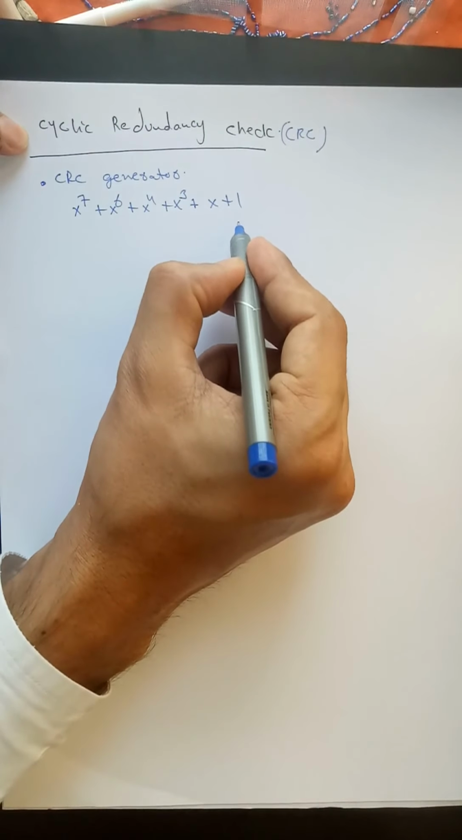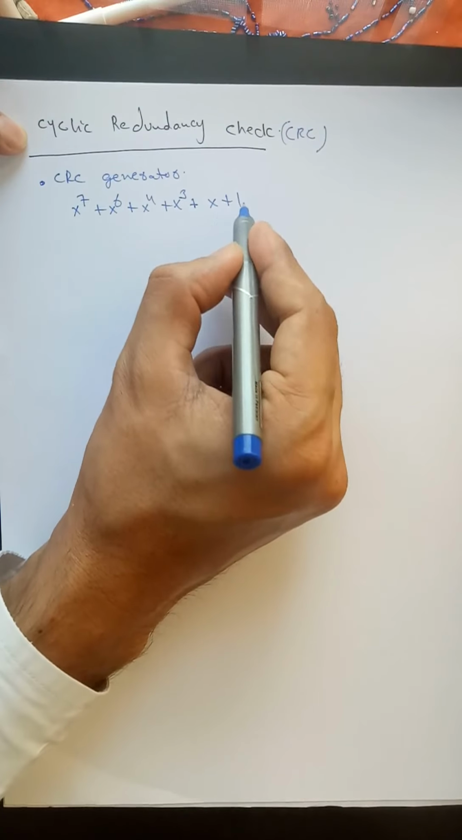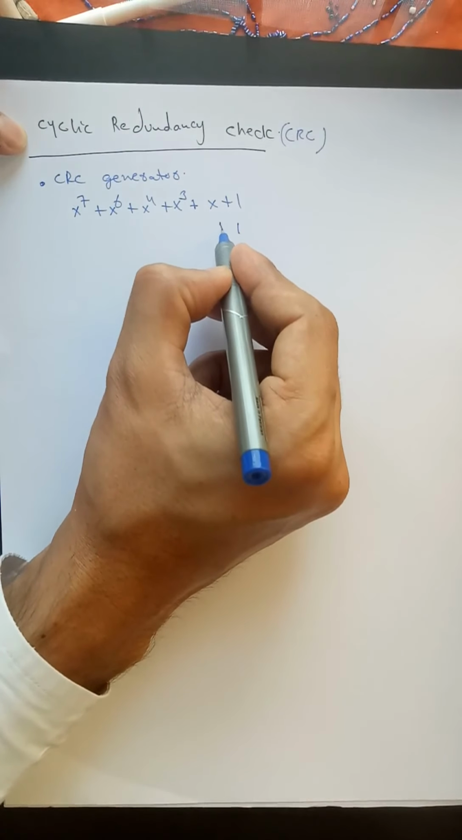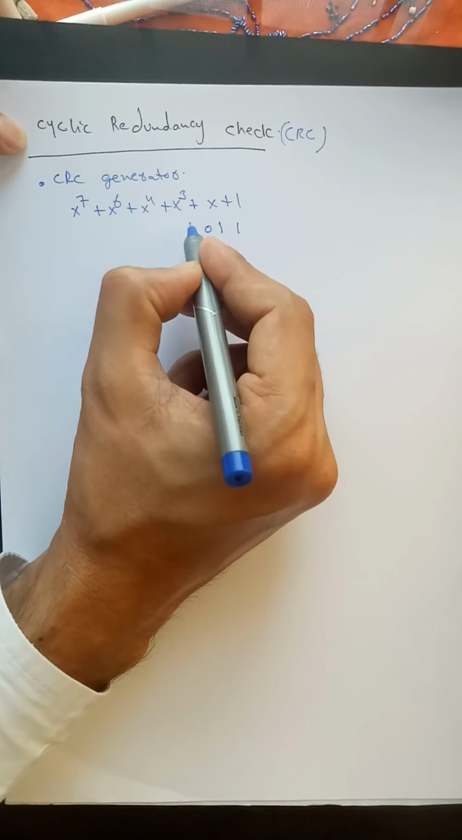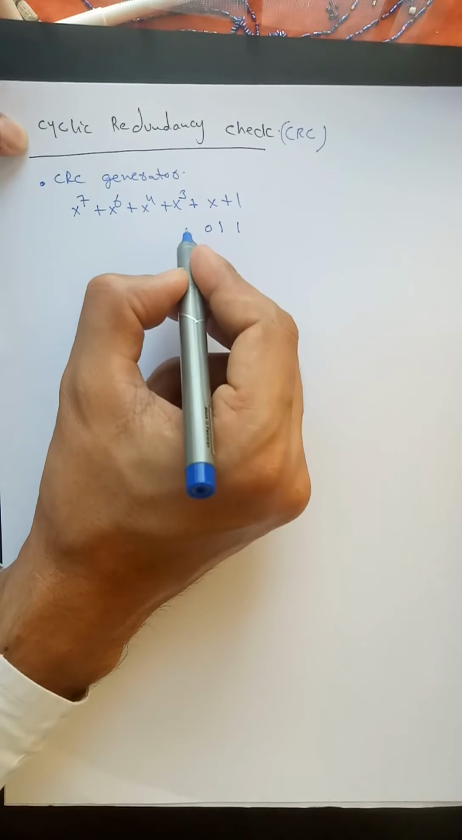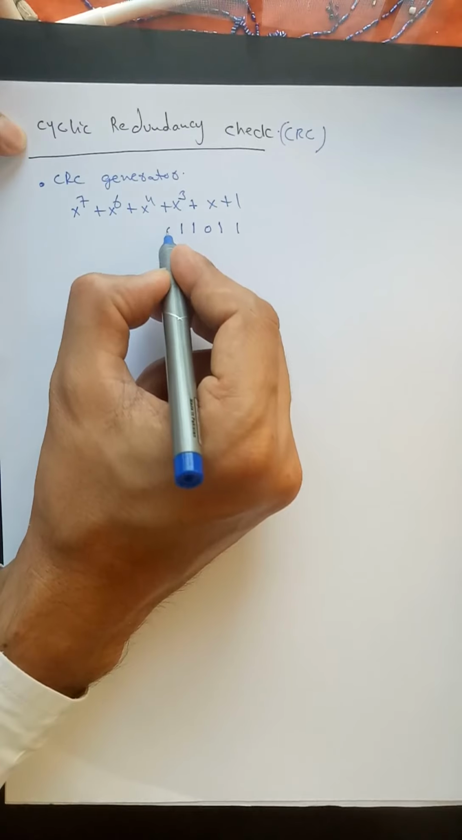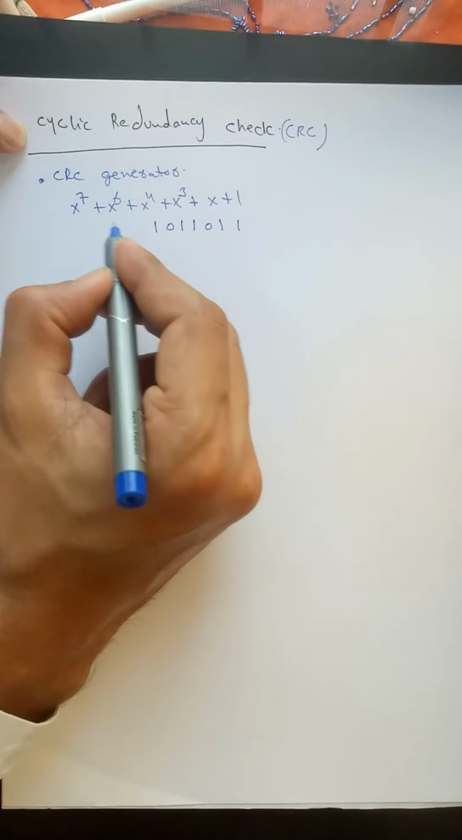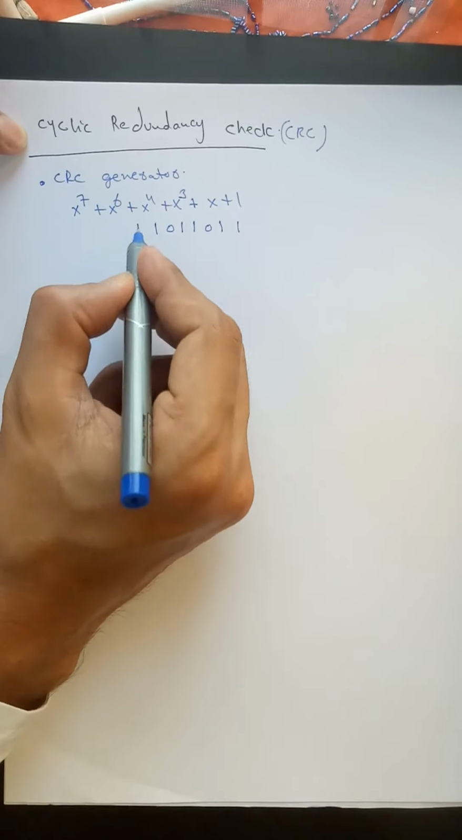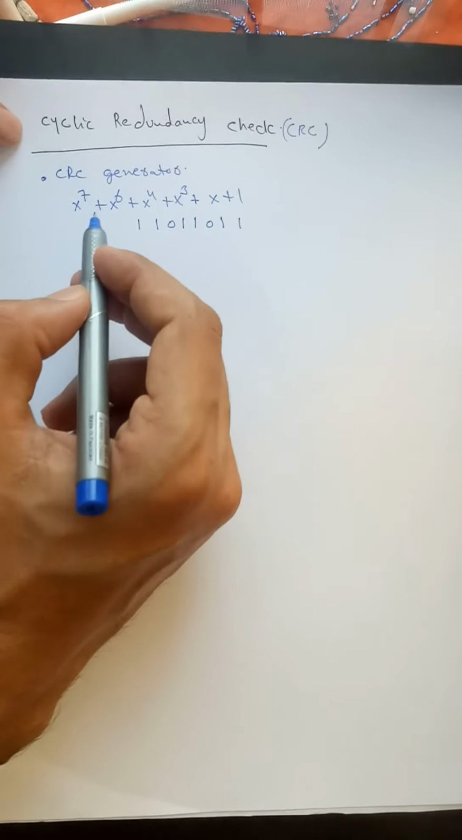Here the constant 1 is 1, there is no x1 term, so you can write 0 for x1. x2 is missing, so you need to write 0 for x2. x3 is here, x4 is available, x5 is missing, so you write 0 for x5, x6 is 1, and x7 is 1. So you can write the coefficients. If any coefficient or any x is missing, you can simply write 0 in that particular place.